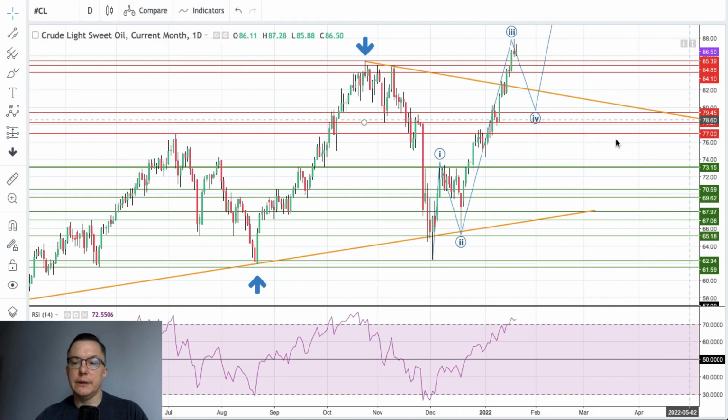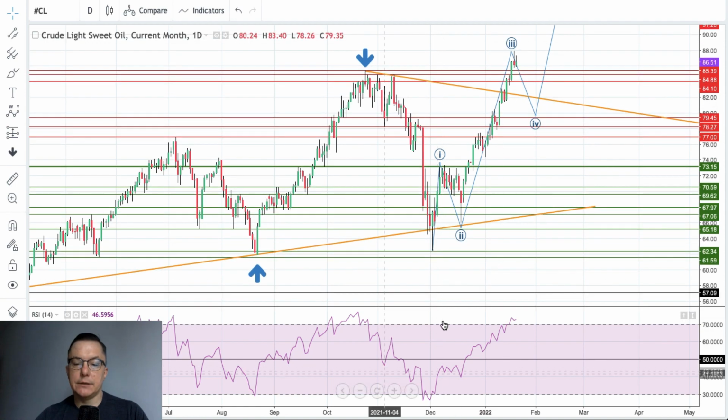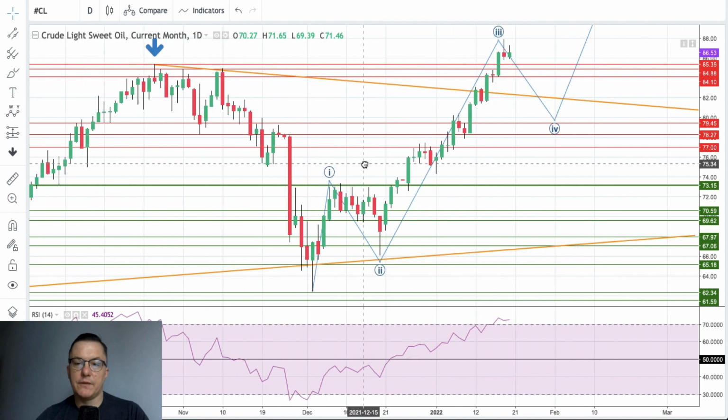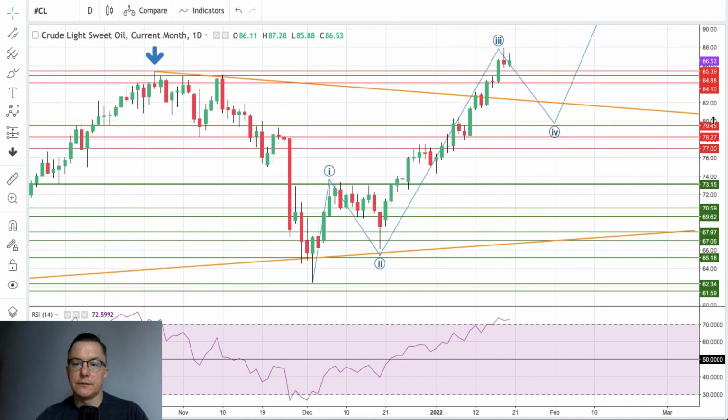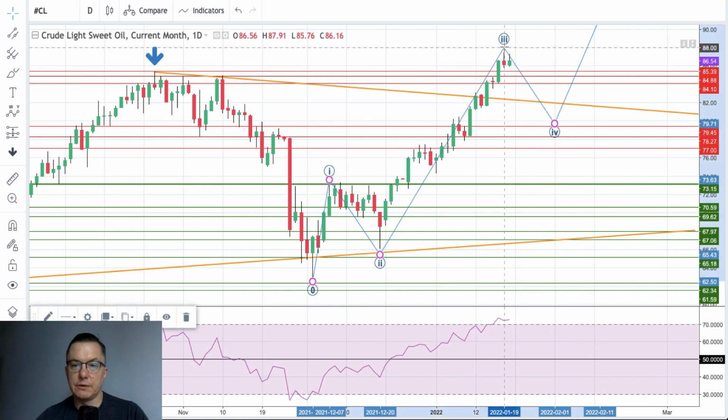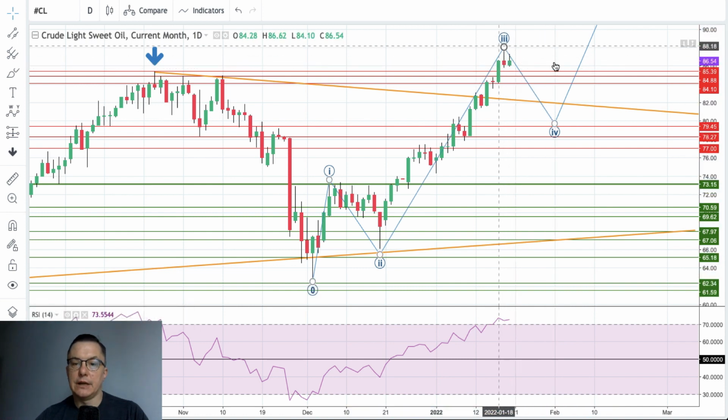The crude oil is still in the uptrend. Let me just show you the wave 3 of the recent up move. The high was made at 87.91. This is the top for the wave 3, which means that we are waiting for the wave 4 correction.